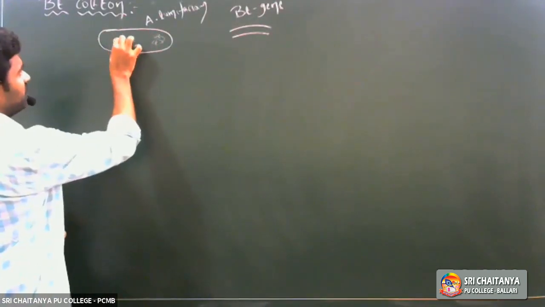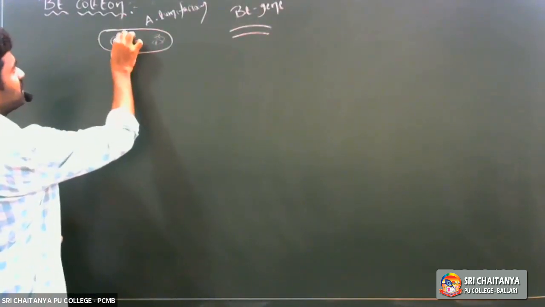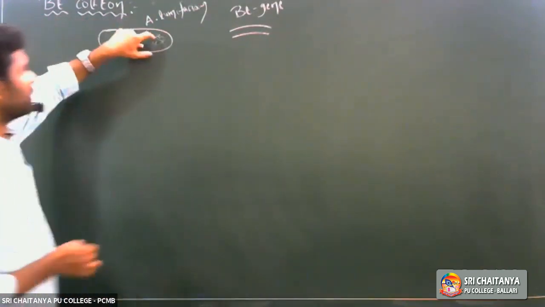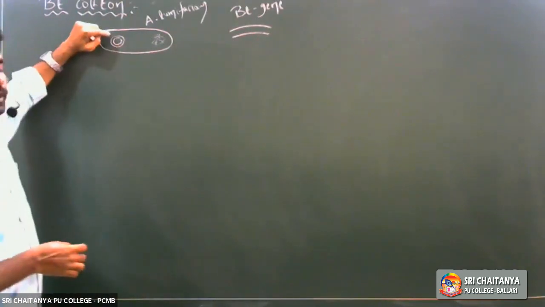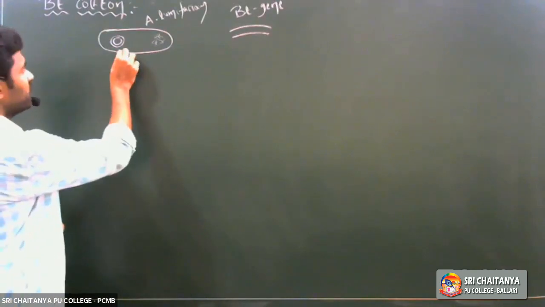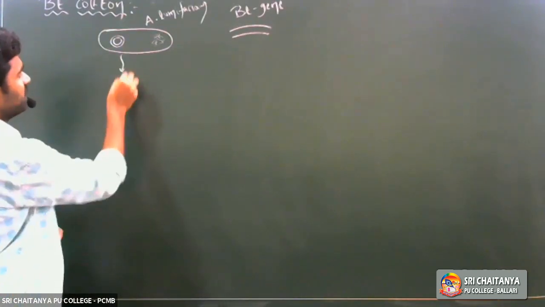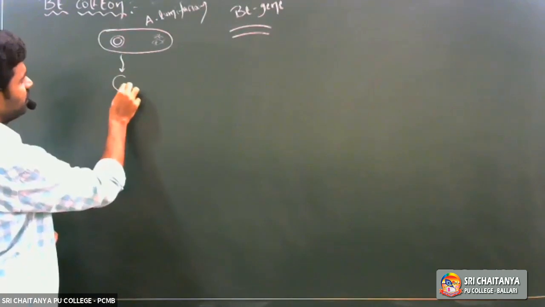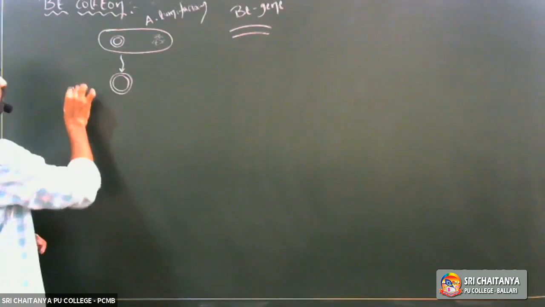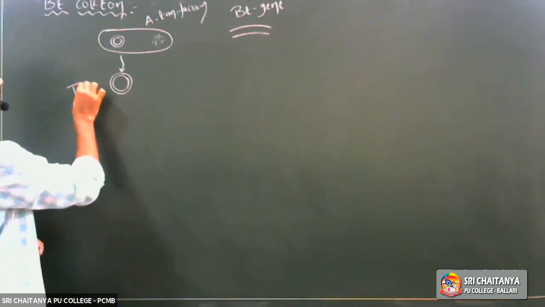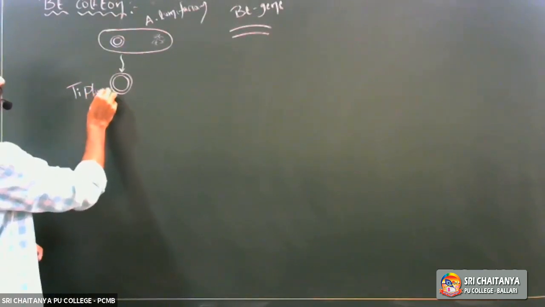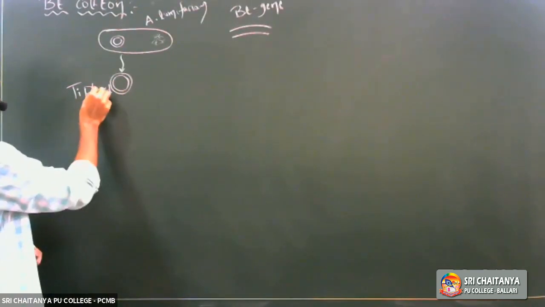See, it has circular double-stranded DNA, the chromosome. In addition to the chromosome, it has small circular double-stranded DNA. We call it a plasmid. We isolate the plasmid from Agrobacterium tumefaciens, and we call it the Ti plasmid. What is the meaning of Ti plasmid here? Tumor inducing plasmid.